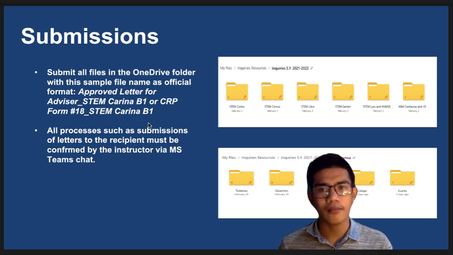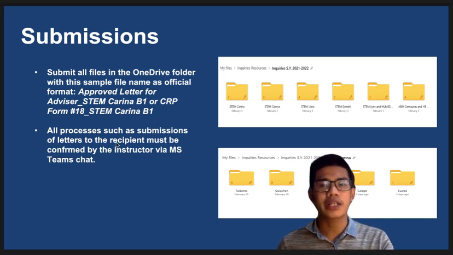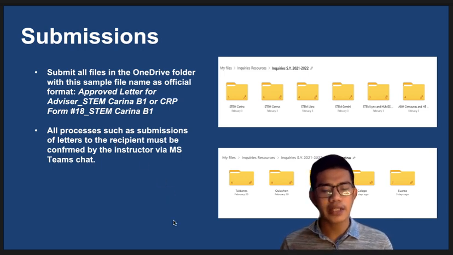Clear? So all processes such as submissions of letters to the recipient must be confirmed by me through Microsoft Teams chat. For example, validity, letter for research advisor, permission to conduct study. All these letters, you are to submit to the recipients, right? But before you submit, make sure that you have confirmed your submissions through me. Alright? So meaning you cannot submit without my signature, without me checking your letters.